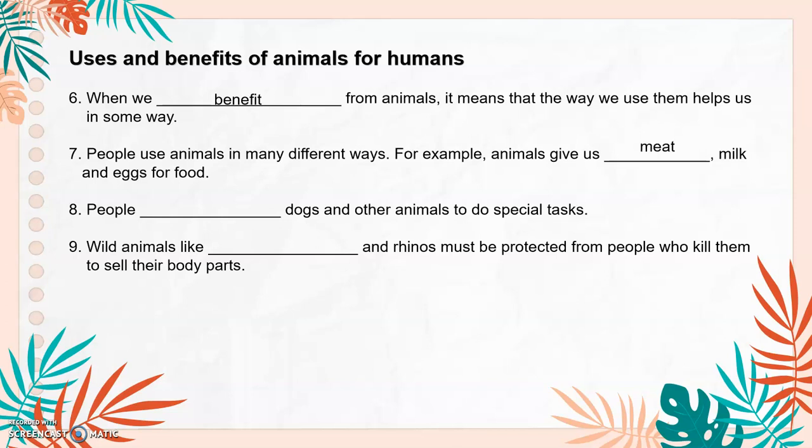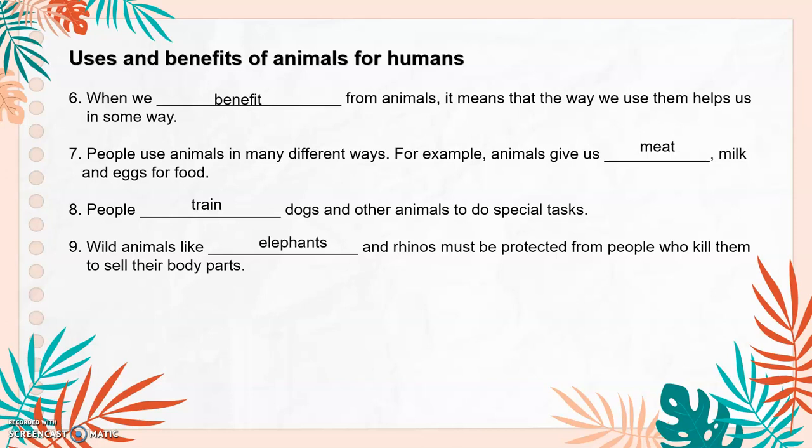Good job, meat. And then people use animals for goods. Number 8, people train dogs and other animals to do special tasks. Number 9, wild animals like elephants and rhinos must be protected from people who kill them to sell their body parts.